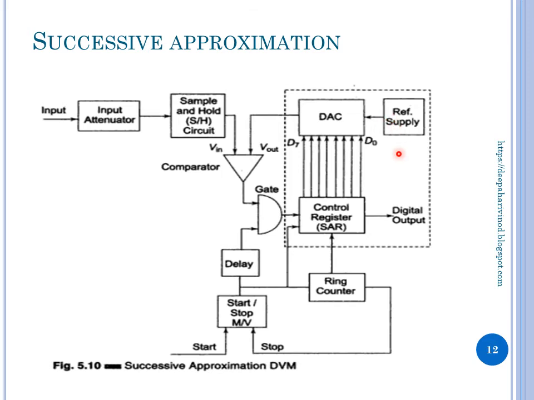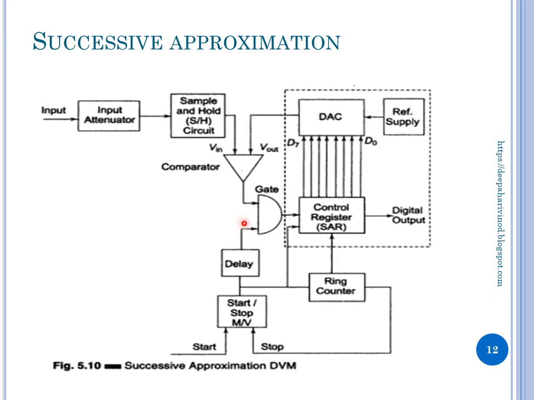So when the start pulse activates the control circuit, the SAR register will be cleared. Initially this register will be cleared. That means from D0 to D7 it will be having 0 value. So the digital to analog converter output, Vout of this, will be 0. Now if Vin is greater than Vout, the comparator output will be positive. So this output will be positive.